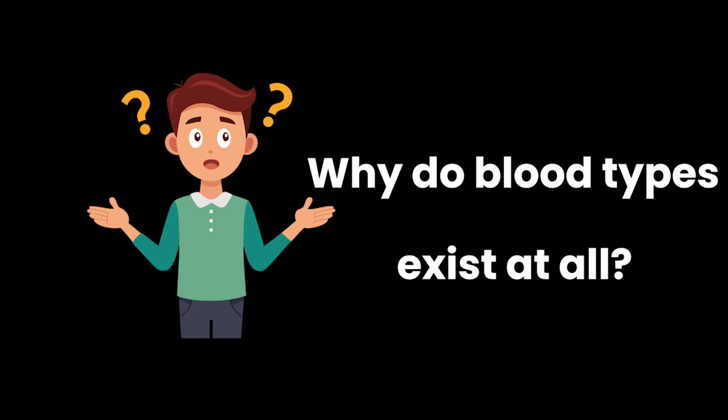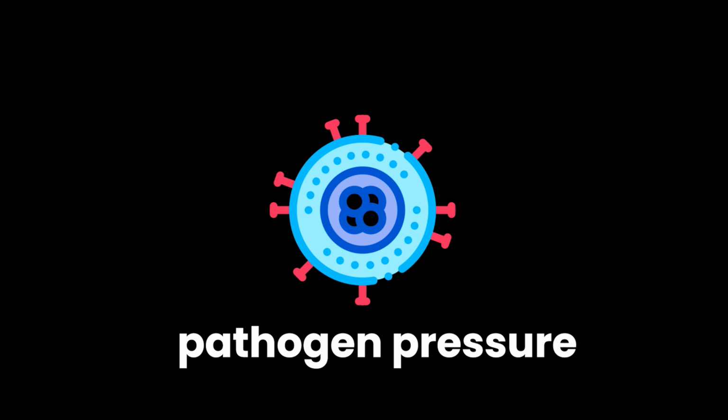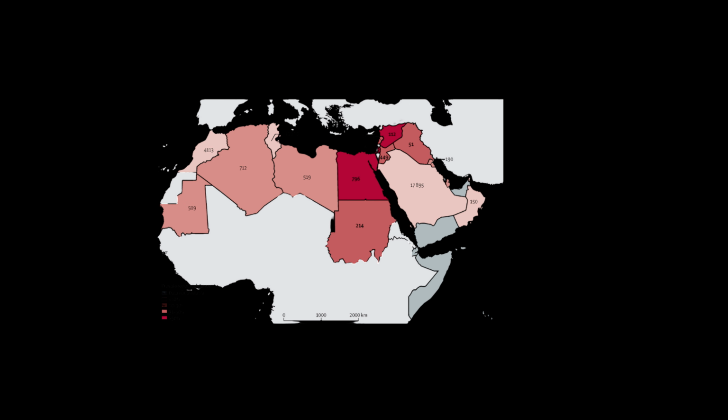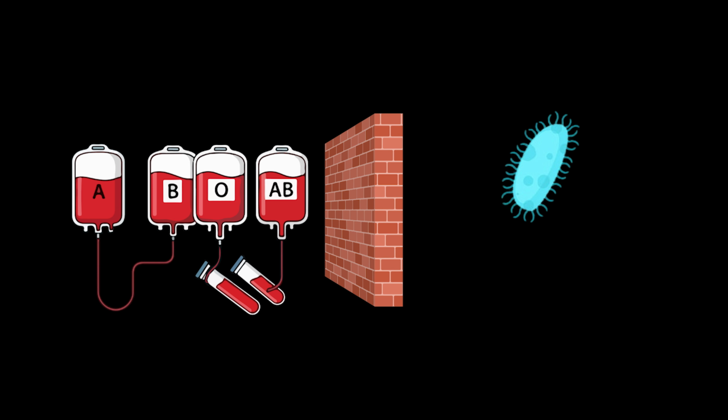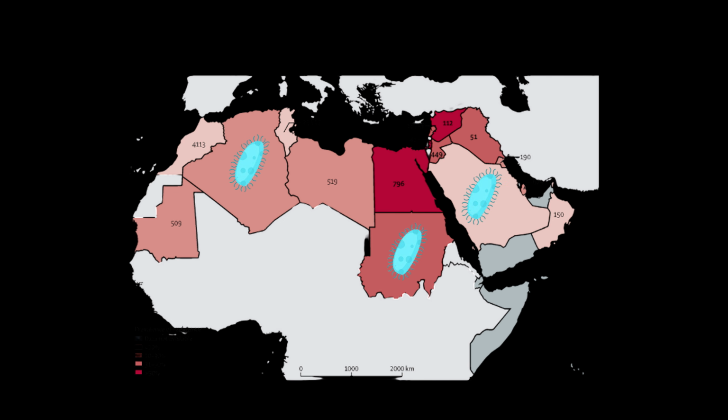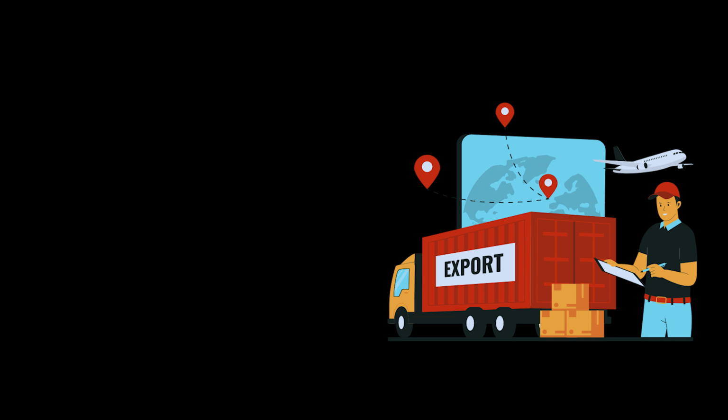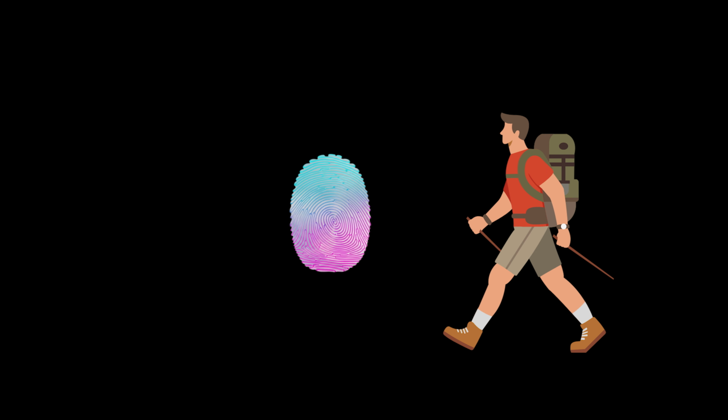Why do blood types exist at all? The leading theory: pathogen pressure. Different regions had different diseases. Over thousands of years, blood types that resisted local pathogens became more common in that region. That's why the distribution of blood types varies worldwide. It's not random. It's the fingerprint of survival.